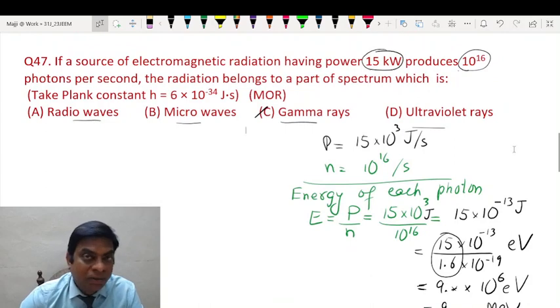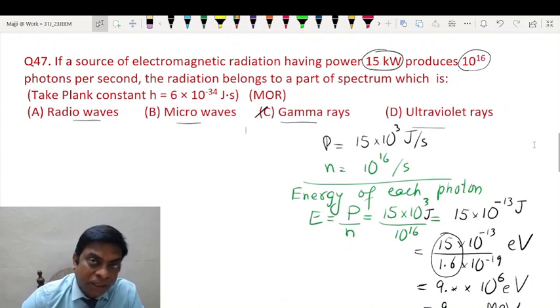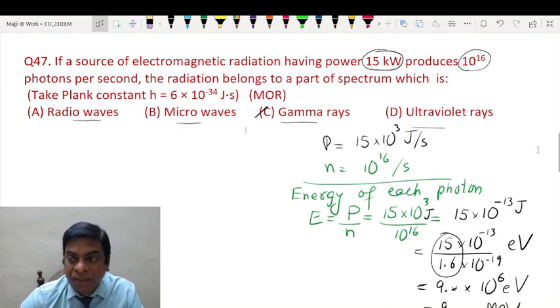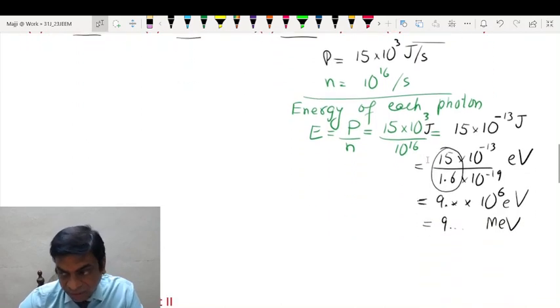Alternatively, as I suggested, you can find the wavelength or frequency to match with that. Suppose you find the wavelength, then wavelength will be somewhere lesser than 10 power minus 13 meters or 10 power minus 12 meters. That way.